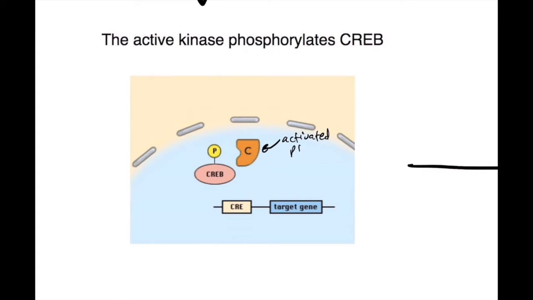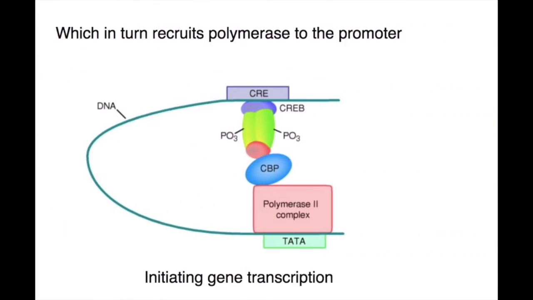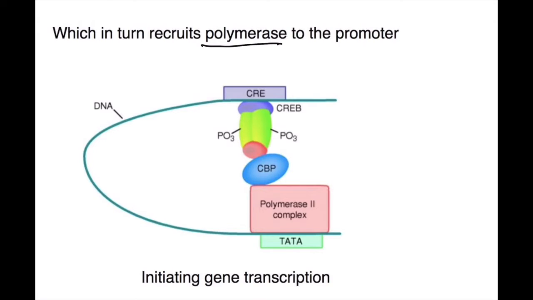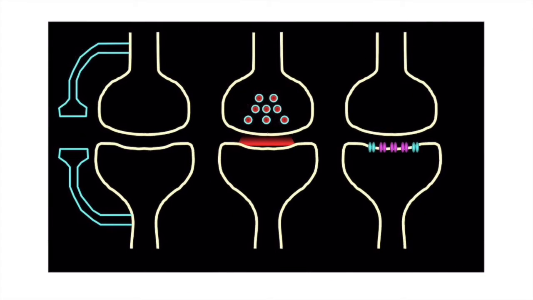This molecule binds to a CRE site upstream of target genes, causing the recruitment of other factors, culminating in polymerase being recruited to the promoter region of a gene, initiating gene transcription. These transcription targets can have a variety of effects on the original synapse. They may lead to the formation of additional synapses near the original, alter the characteristics of presynaptic vesicles packed with signaling neurotransmitters, or increase the number or alter the properties of postsynaptic receptors.